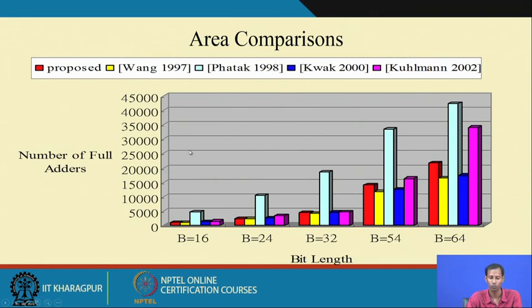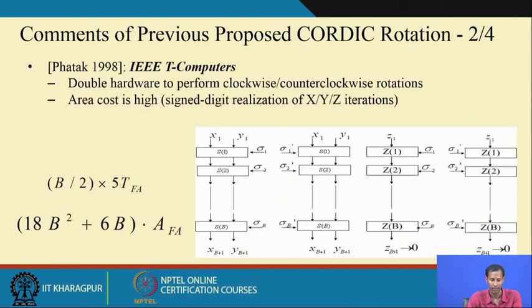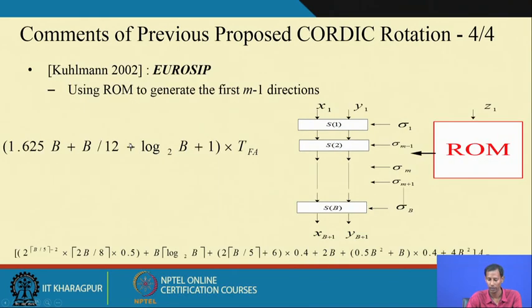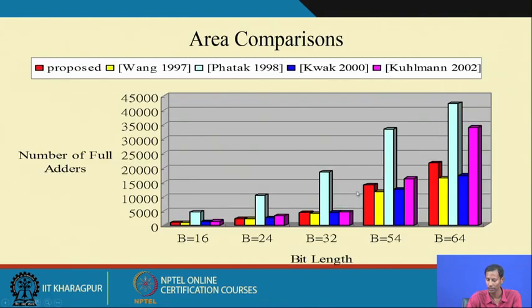Yellow is the one which is this one. Okay. So, area-wise it is having the savings, that is why it is lesser than the parallel CORDIC one. And this double hardware based one, area-wise it is having the maximum.